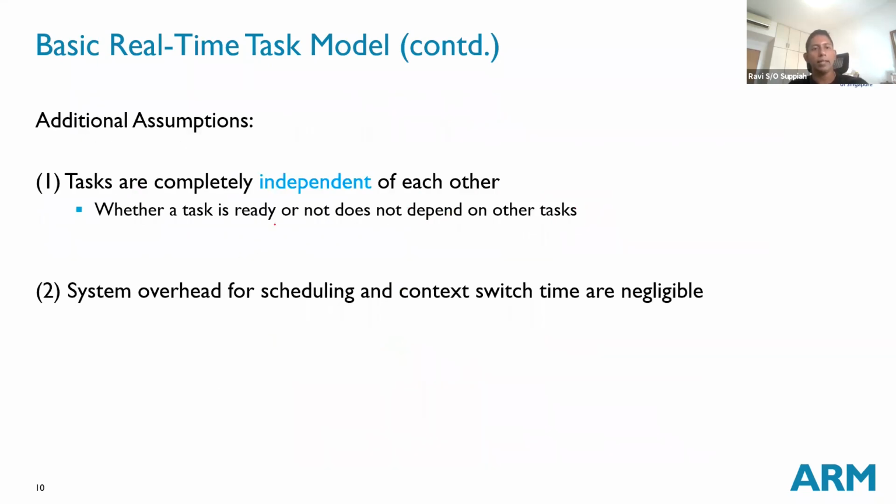The additional assumption here is that the tasks are independent of each other. That means when one task is running, it is not dependent on another task. It is not waiting for a mutex or a semaphore or anything. It is able to run independently, regardless of what other tasks are doing. We also do not factor in the scheduling and context switching time that is incurred whenever a task switches out.